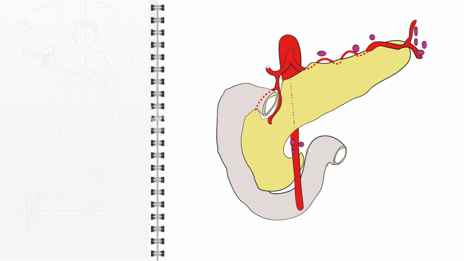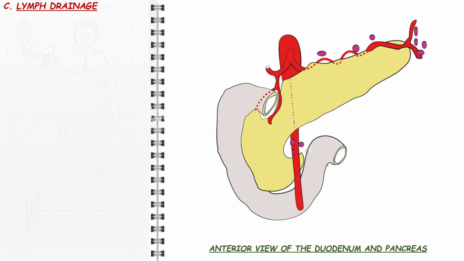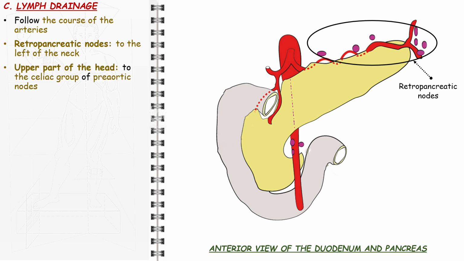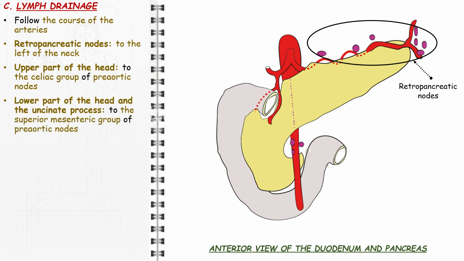The lymphatics of the pancreas follow the course of the arteries. The retropancreatic nodes drain the portion of the pancreas to the left of the neck. They flow into the splenic and superior mesenteric nodes. The upper part of the head drains to the celiac group of preaortic nodes. The lower part of the head and the uncinate process drain to the superior mesenteric group of preaortic nodes.